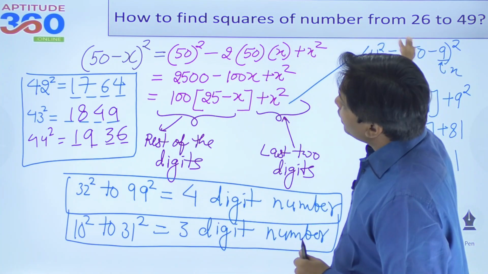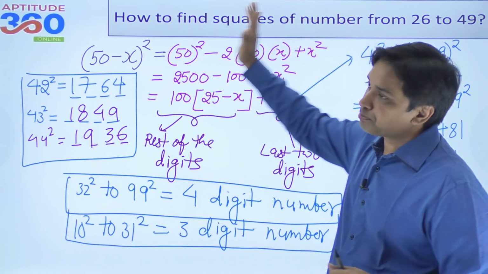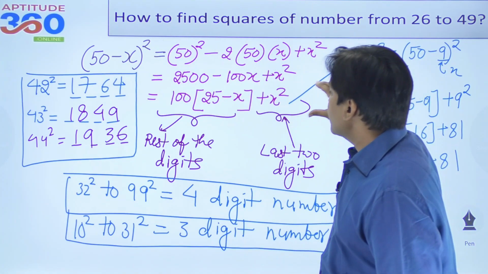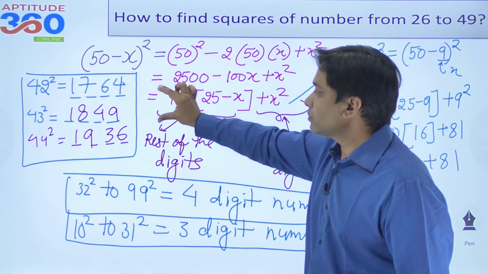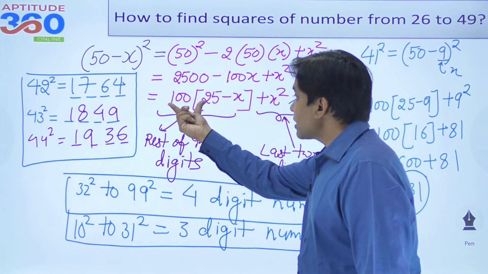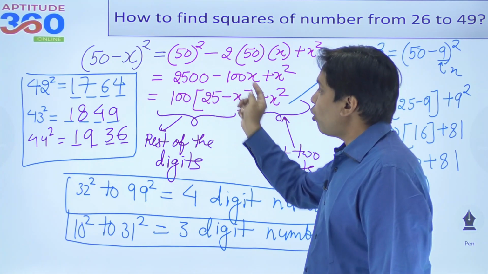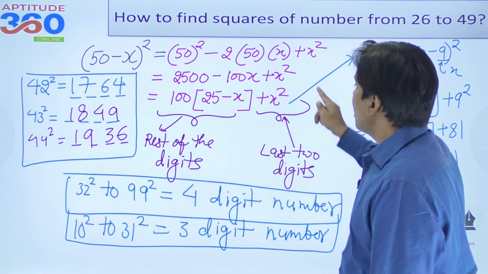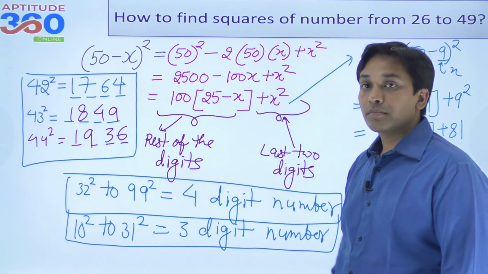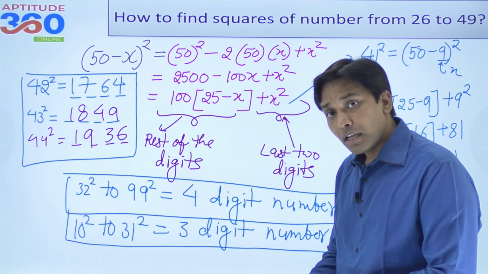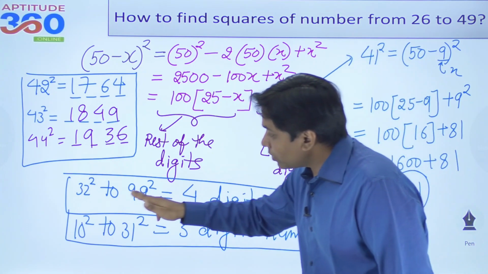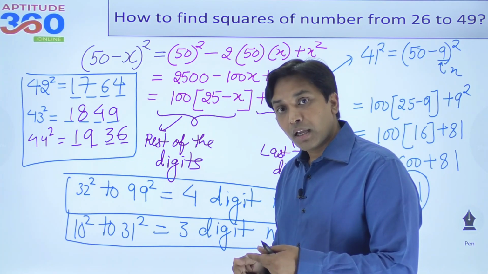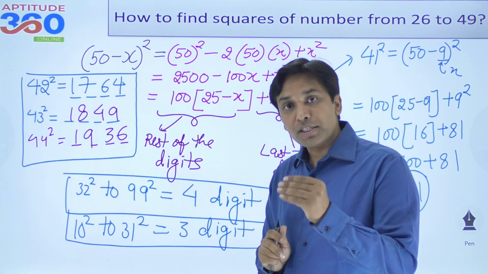I hope that you're understanding. I'm going to do the whole comparison once again. How did I start? I said that 50 minus x whole square comes out as this formula. Because this number is 100 into something, the last two digits over here will be 00. So how do we find out the last two digits? We will find out the last two digits from here. And we still do not understand what this is. So I told you another proposition. I said that 32 square, which is 1024, is the least 4-digit perfect square number.